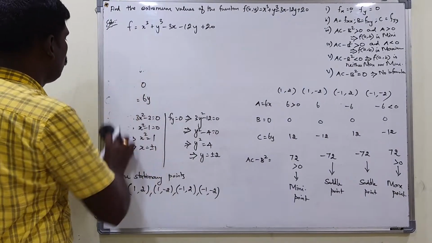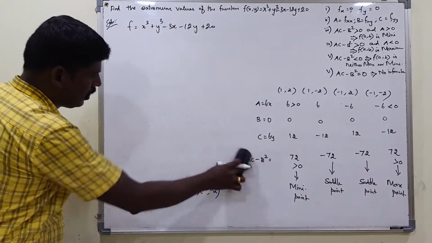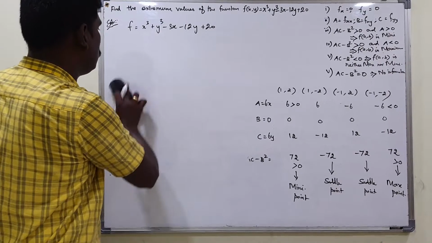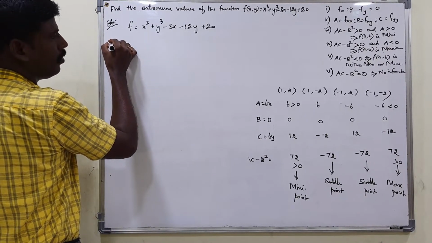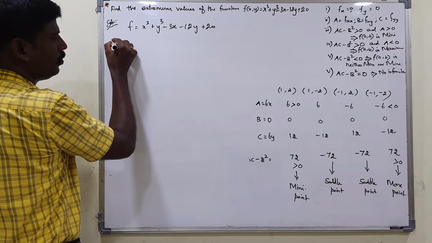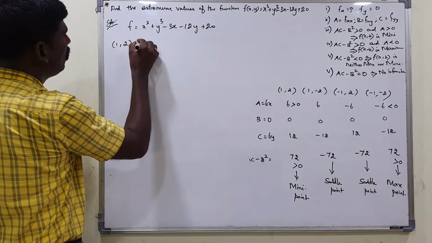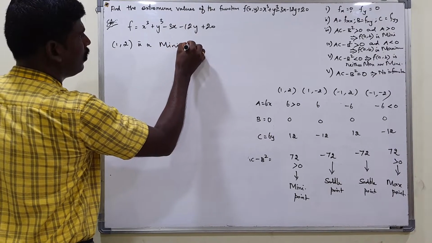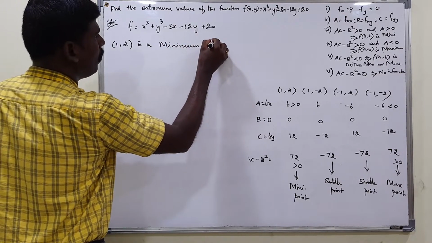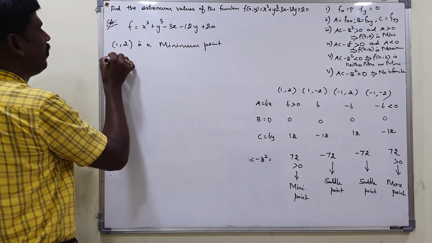Now I am going to find out the maximum and minimum by substituting the 2 points. First one, (1, 2). (1, 2) is a minimum point. How to find the minimum value?